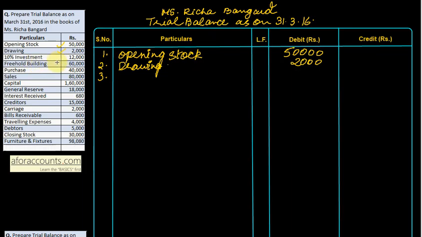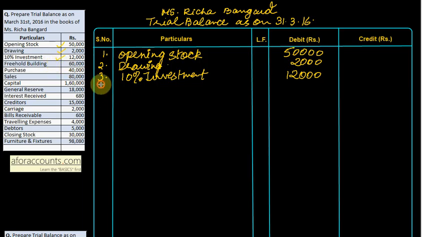10% investment is our asset. All asset balances are debit. So 10% investment, in your asset side, 12,000. That is debit side. All assets have debit balance.